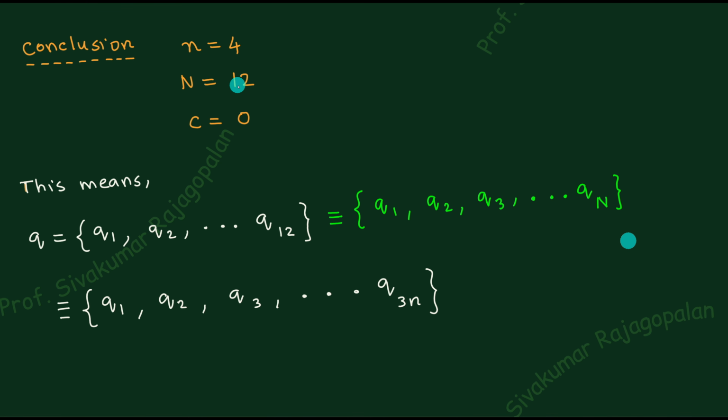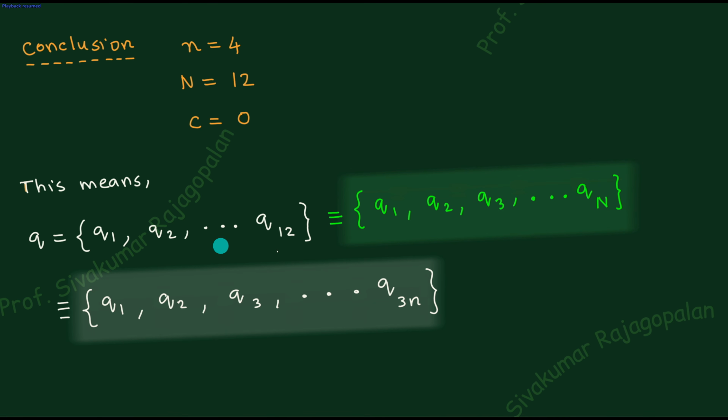Because C equal to 0, it becomes 12 minus 0, 12 came. Suppose C is 1, what will happen? If C equal to 1, then it is 12 minus 1. So I have to write 3n minus C. Similarly, capital N minus C. Now in our case, C is 0. So these are the things that I was trying to explain in today's class.